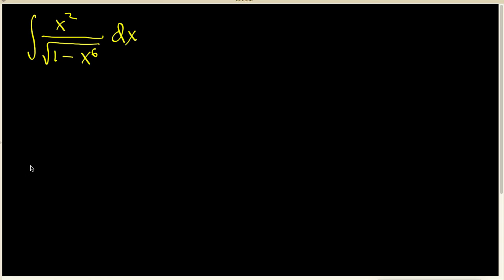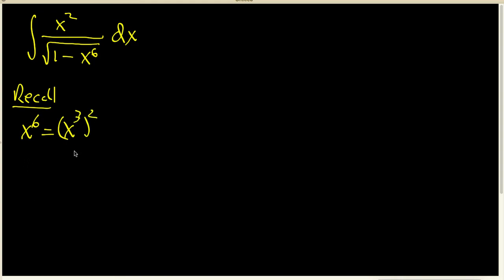dx. Now, again, if I try and make u equal to x to the 6th or 1 minus x to the 6th, I don't have an x to the 5th inside the integral. So those u substitutions that immediately come to mind are not necessarily going to work. But I want to recall a basic algebra fact. X to the 6th is x cubed squared.